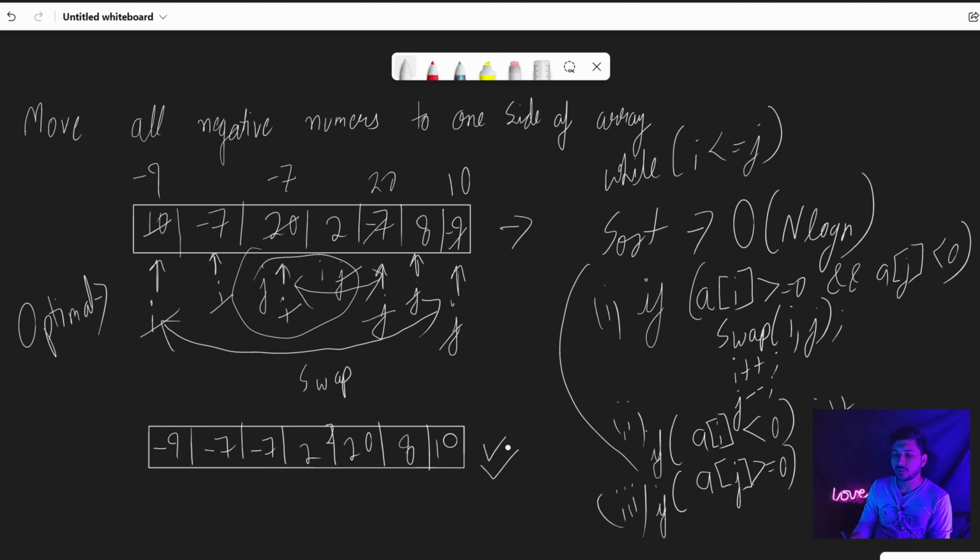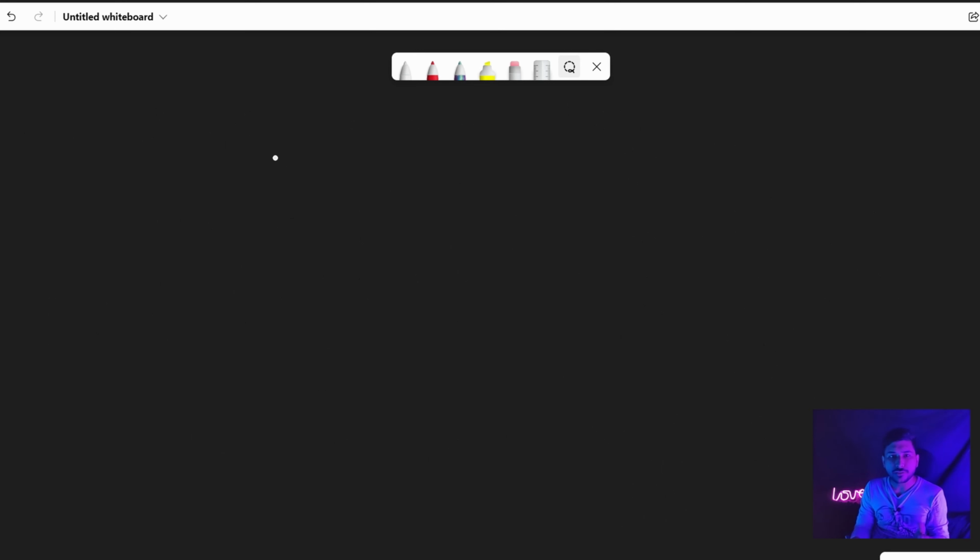Okay, now let's look at the code. What will be the code for this? I didn't find this question on LeetCode or GeeksforGeeks, so I will be providing this solution here. You can just take a look at this solution and be sure that this will run if this question comes. So basically, you will be given an array.